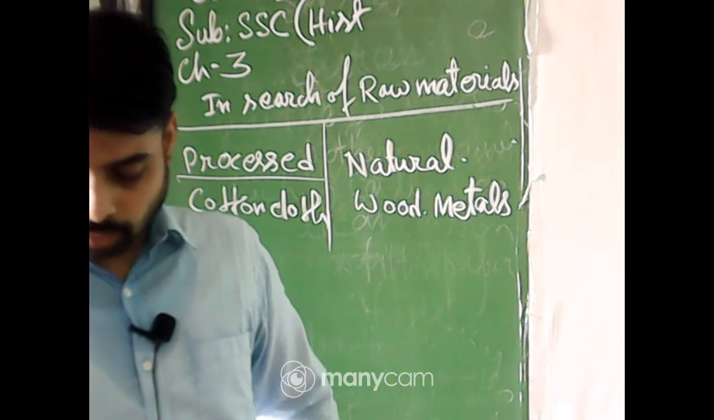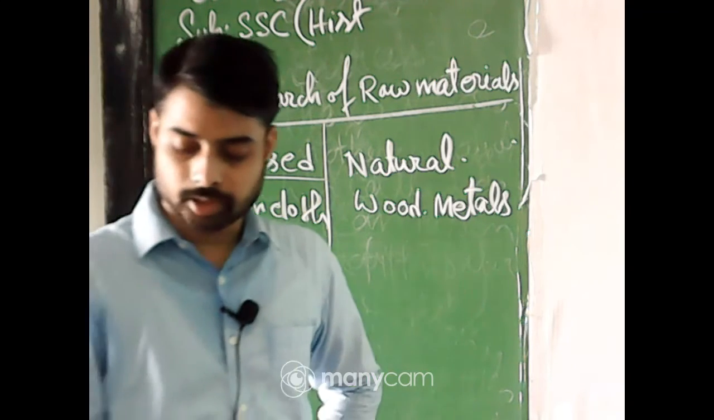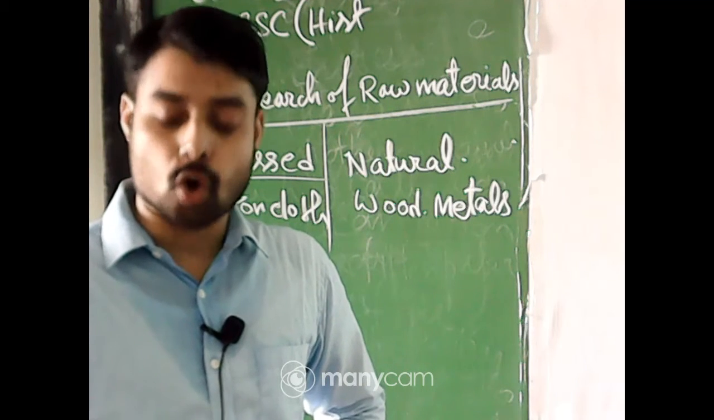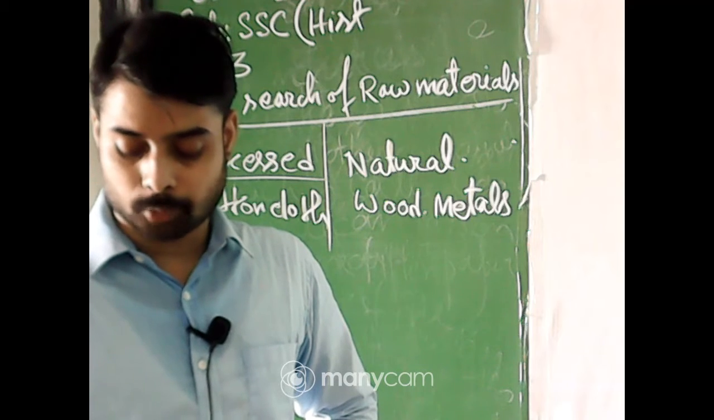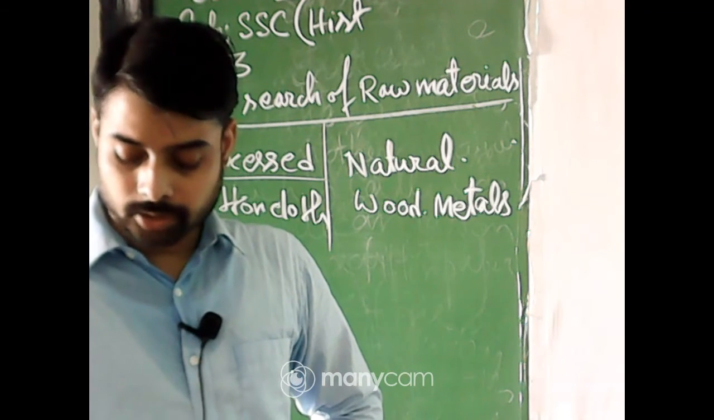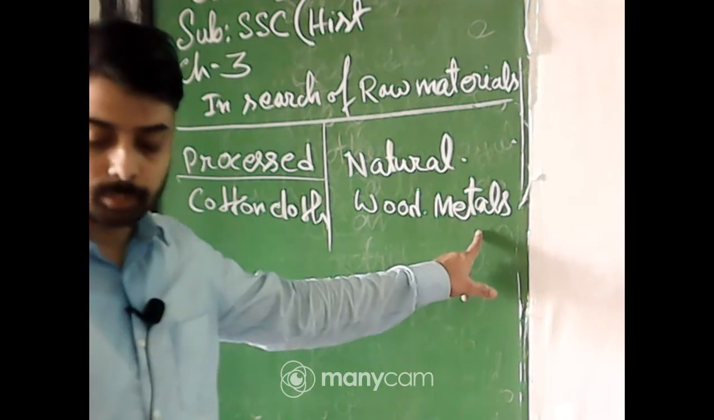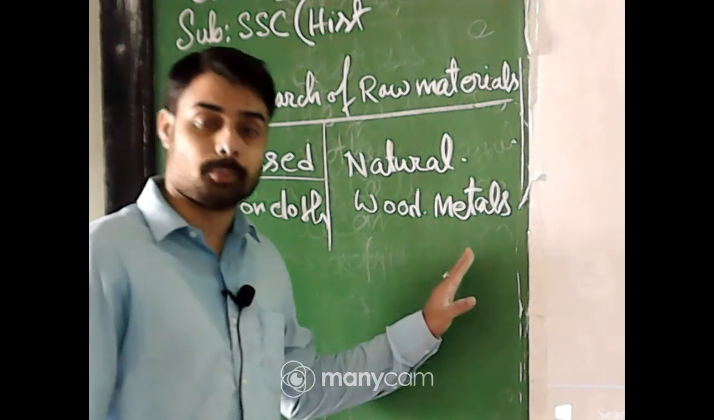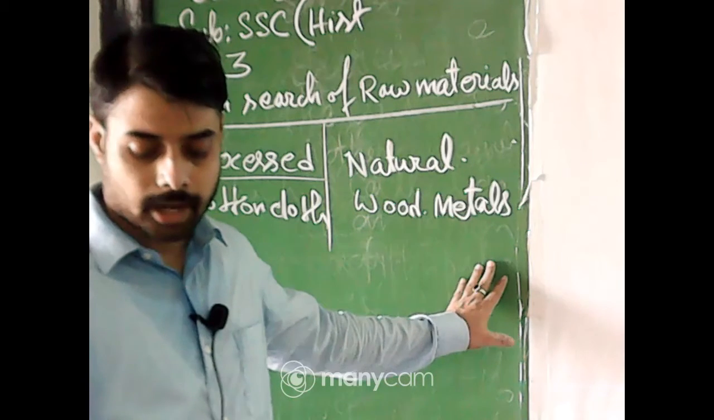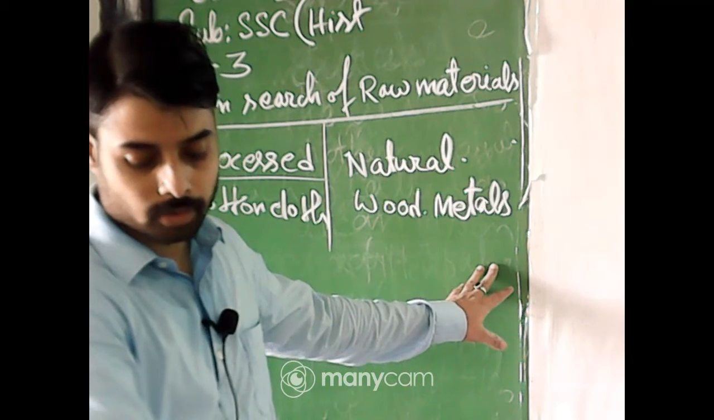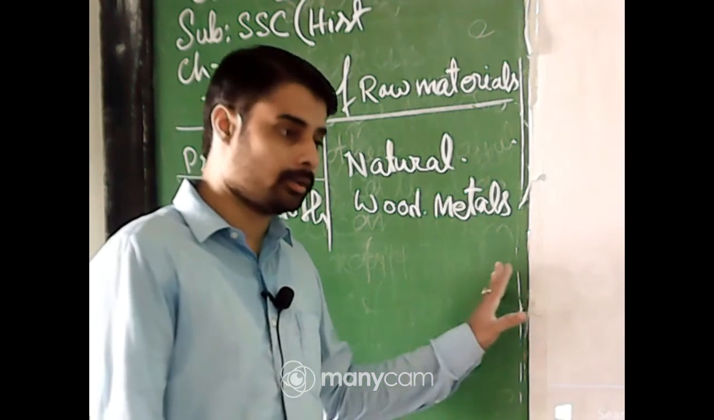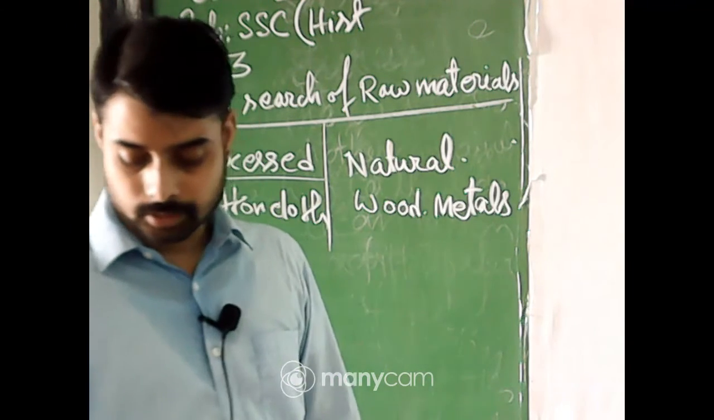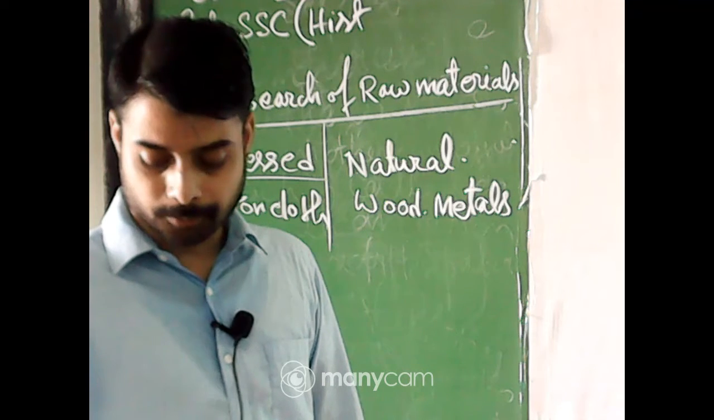Now, while some of the raw materials that the Harappans used were available locally, many items such as copper, tin, gold, silver and precious stones had to be brought from distant places. So cotton and wood are locally available, but the precious metals such as copper, gold, silver, tin and precious stones such as lapis lazuli, carnelian, as well as ruby, they collected from other parts of the world, as well as in Asia.